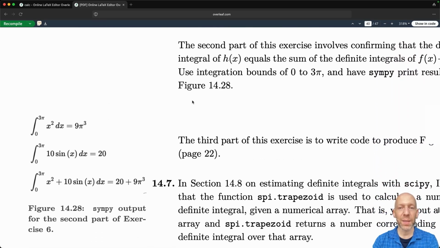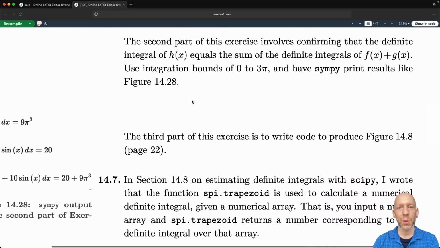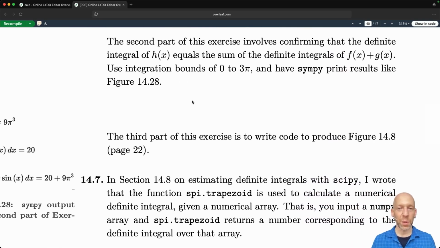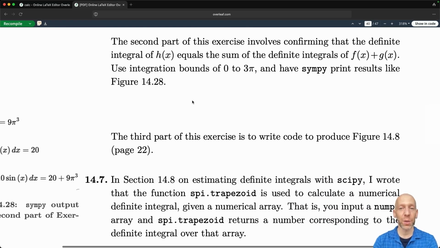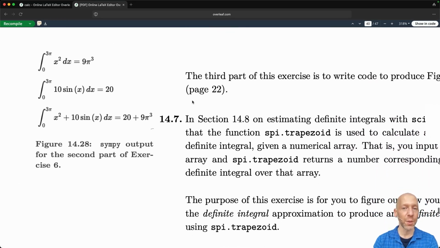The second part of this exercise is basically to reproduce this result. So still looking at the equality of integration for additive terms, but now we're doing this with a definite integral instead of an indefinite integral. So exactly the same procedure, but now we have bounds of integration. So we integrate from 0 to 3 pi.